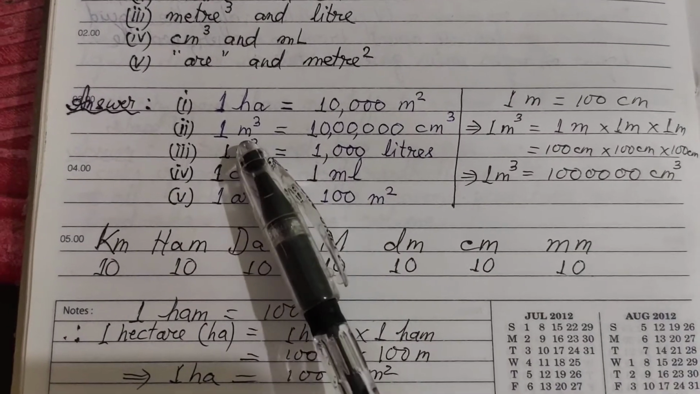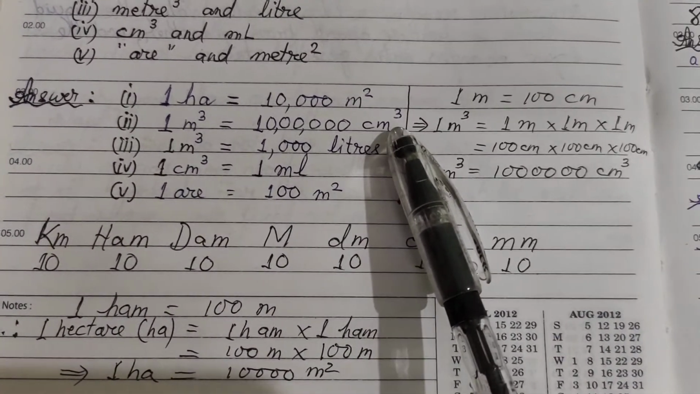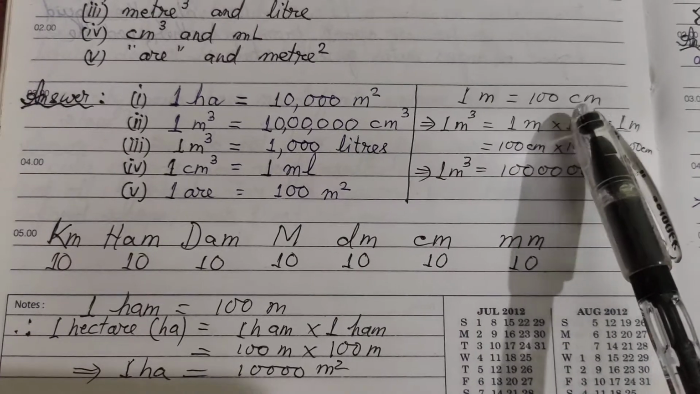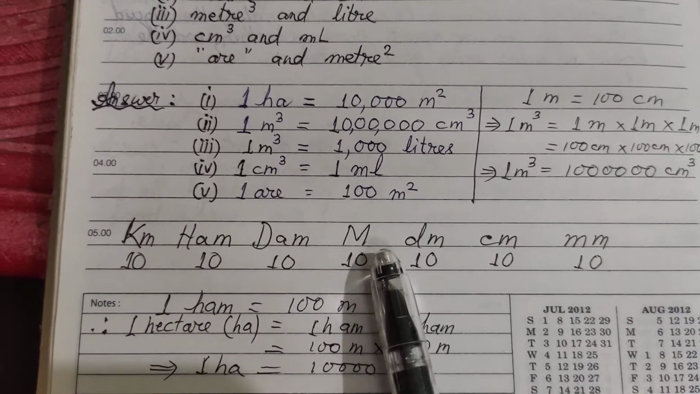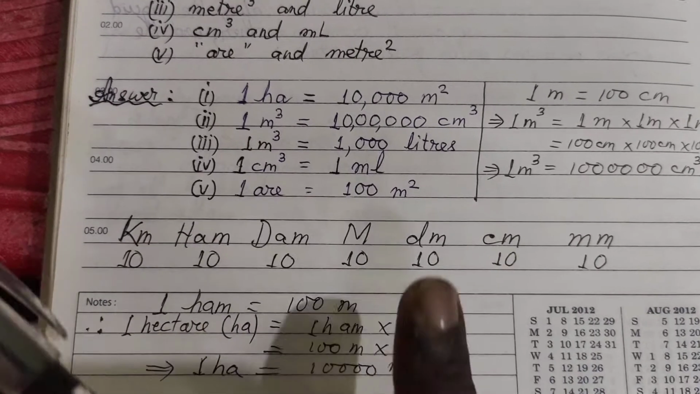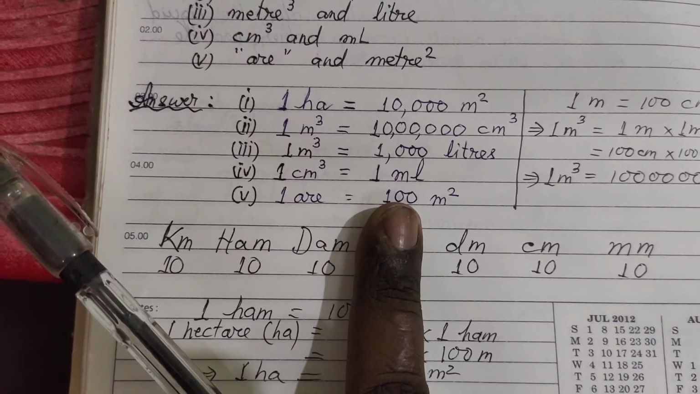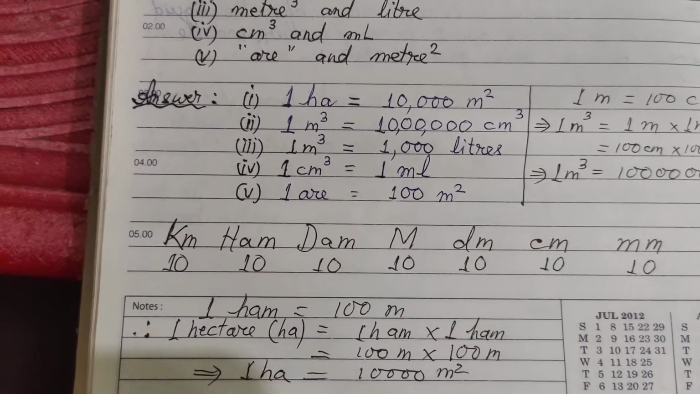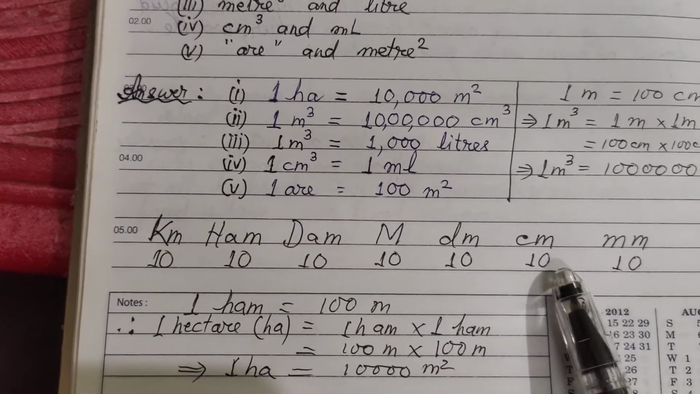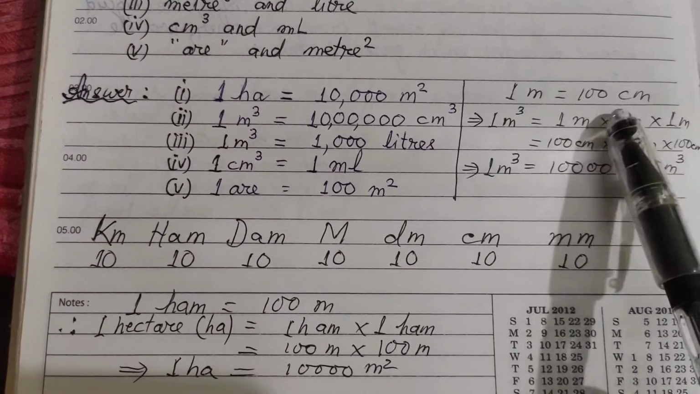Next I want to tell the relationship between 1 meter cube and centimeter cube. We all know 1 meter is 100 centimeters. That also you can understand from here. Whenever you are asked in 1 meter how many centimeters, you cover the bigger unit with your finger, and from meter till centimeter you will have 2 tens, this 10 and this 10. Multiply them with each other, 10 into 10, 100. So 1 meter is 100 centimeters.